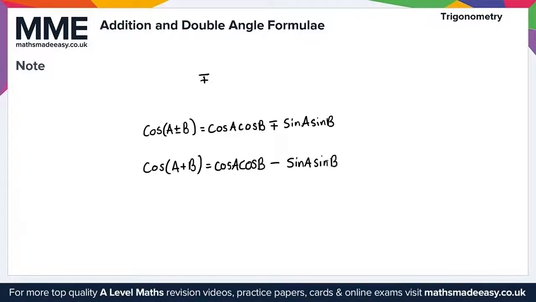sine B. And alternatively, if we were to take the bottom symbol here, so we were doing cos of A minus B, then again we take the bottom symbol here of plus. Okay, so we would add sine A sine B to cos A cos B. So in full, that's going to look like cos A cos B plus sine A sine B. So that's just a little comment there. We must be careful with the notation.